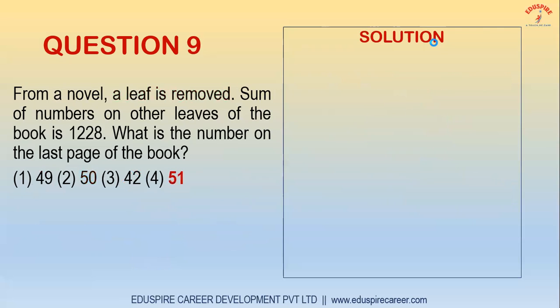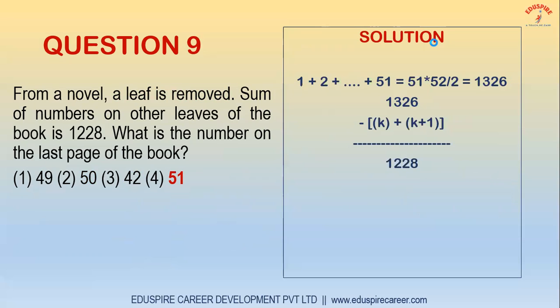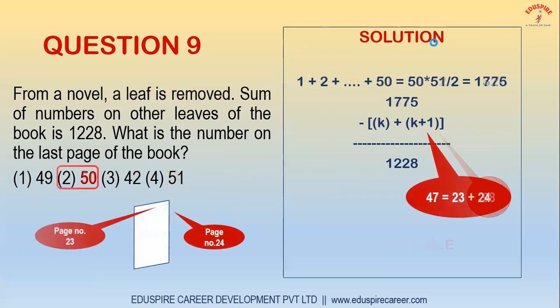In fact, just to check with 51, you see the summation will become 1326. So after removal of this leaf, it becomes 1228. Hence, this number becomes 98, which is not possible because it cannot express 98 as a sum of two consecutive numbers. It's an even number. All right. So 51 will also be eliminated. Hence, we go back to the choice that we already made, that is 50, which will be our answer. I hope that was clear.